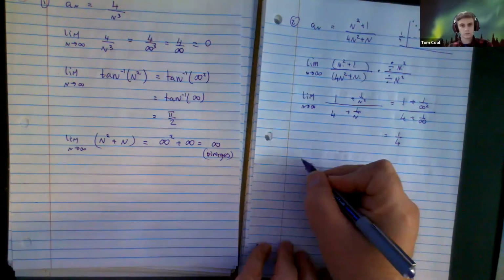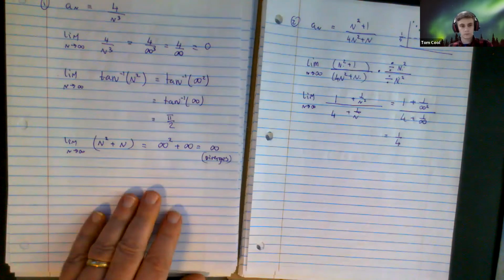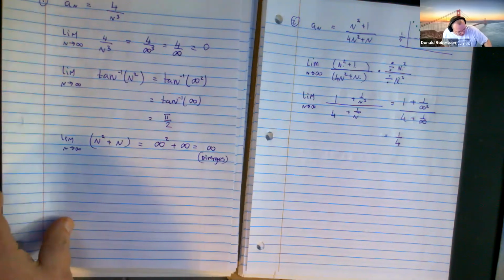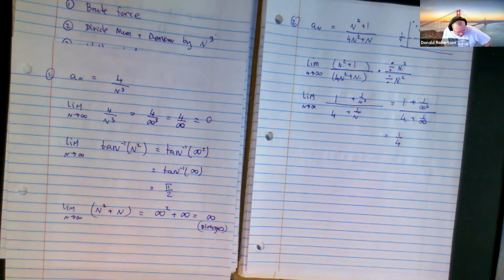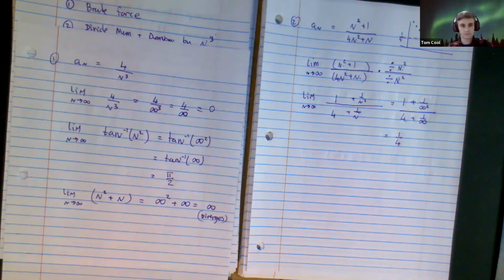What did you call this? This one, this is my own made-up name for it, because I don't think it's got a name. Divide the numerator and denominator by a power of n. Right? Okay. That's one.